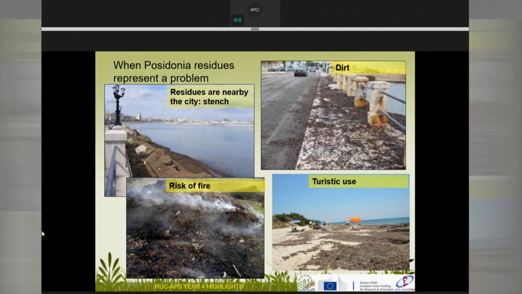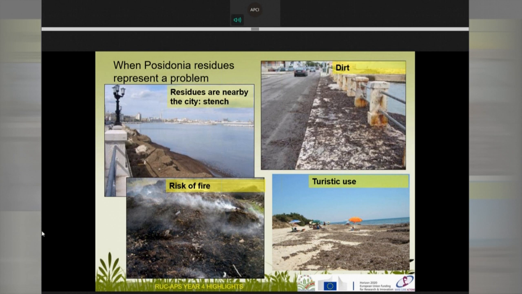The presence of Posidonia biomasses along the coast could represent a complex problem for the coastal municipalities when the accumulation interferes with economic and recreational human activities. Here we have some typical cases. The presence of high amounts of residues close to urban centers may represent a hardship because of the odors that develop from the accumulation, or even a danger due to the possibility of fires, with consequent problems of public health and safety. Or again, the residues can interfere with the touristic use of beaches.